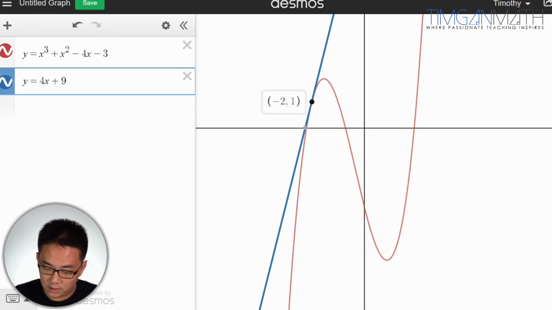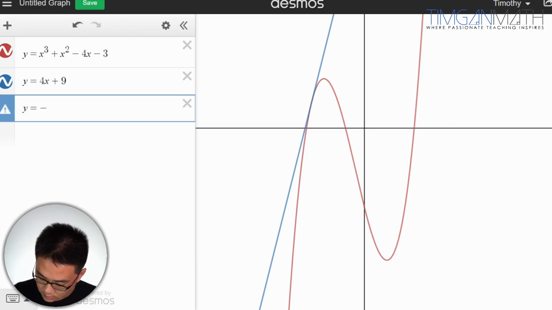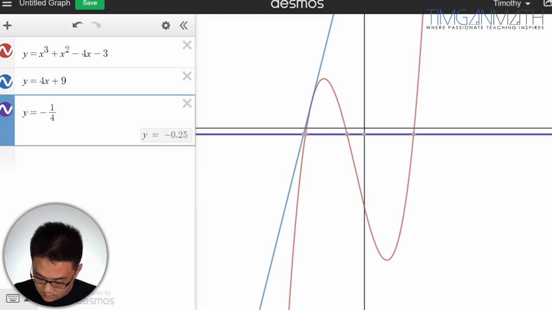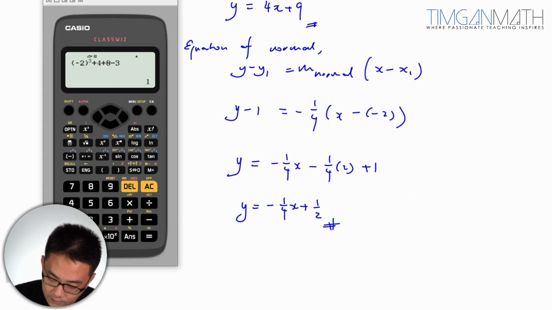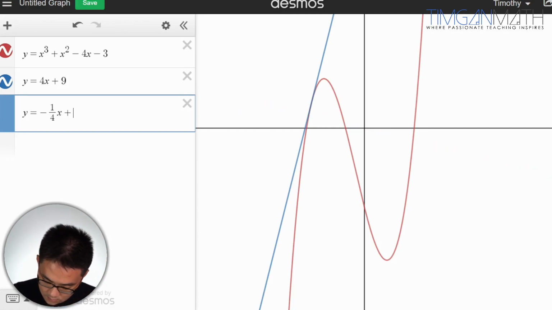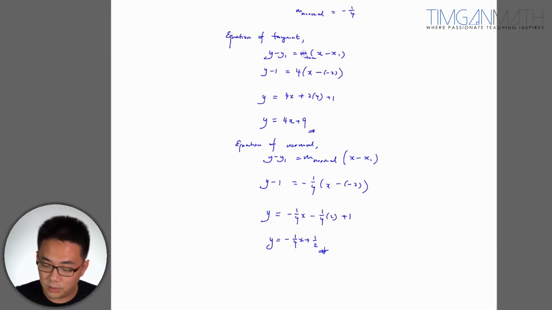Key in the graph here. So y equals negative 1/4 x plus 1/2. There you go. This is the normal, where it's 90 degrees to the tangent. Yeah, so this is how you do this question proficiently.